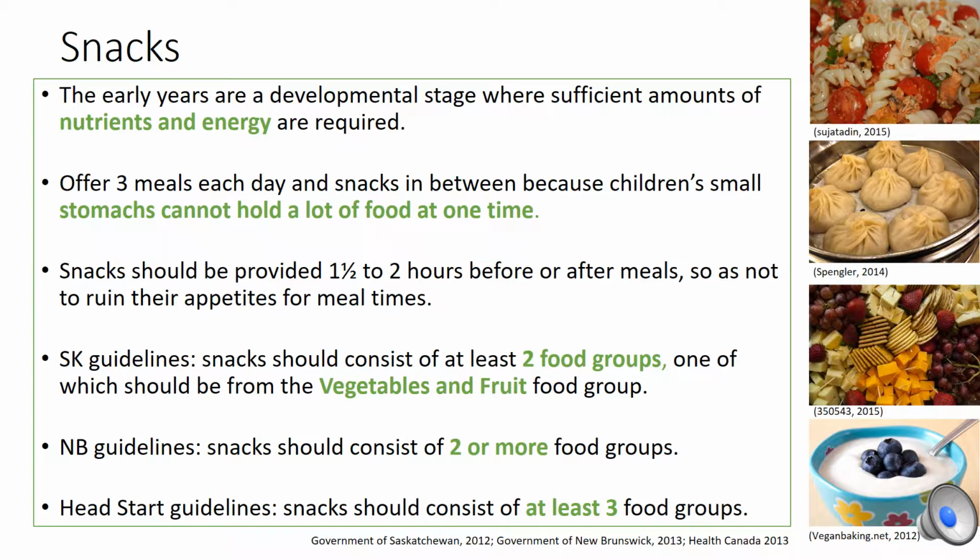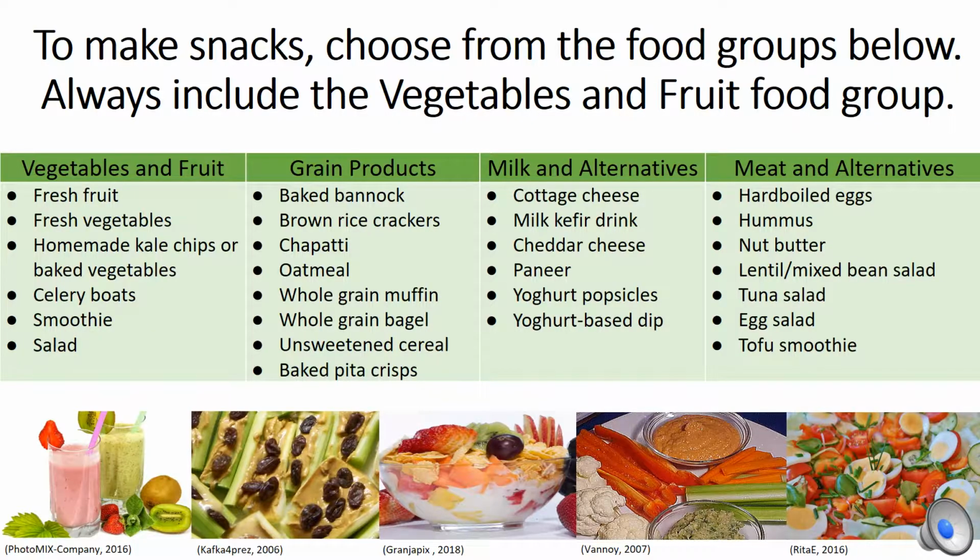New Brunswick guidelines say that snacks should consist of 2 or more food groups, and Head Start guidelines say that snacks should consist of at least 3 food groups. To make healthy snacks, mix and match items from the food groups below. Be sure to include something from the vegetables and fruit food group.